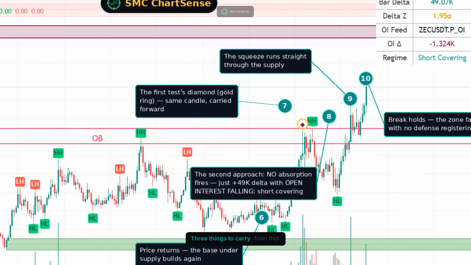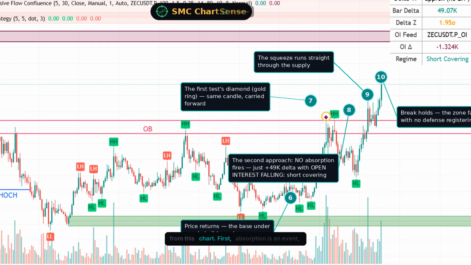Three things to carry from this chart. First, absorption is an event, not an outcome. The diamond fired once and was right, and its absence on the second test was equally accurate because no comparable defense was registering. Second, open interest reveals what kind of buying is hitting a zone.